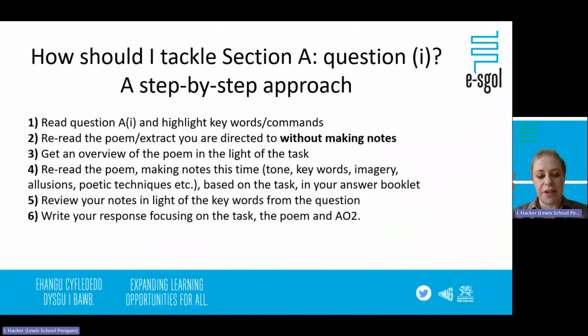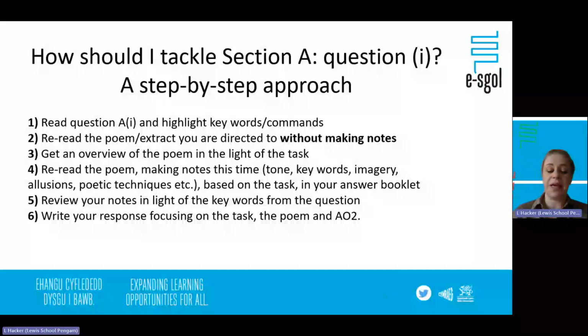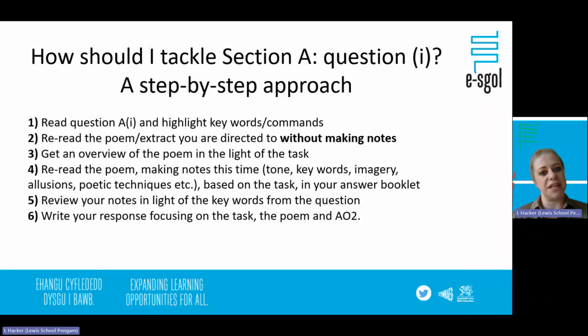So let's have a look. How should we tackle this question then? You're likely to be opening the paper, seeing this question for the first time. Nerves, that's completely normal. So let's take this question in a step-by-step approach. So I've got 6 steps to answering this question effectively. The first step then is to reread the question and highlight the keywords and commands. Okay, you're going to be asked to look at something specific in the poem or extract. So make sure that you're really familiar with that and you're highlighting what those key things are.